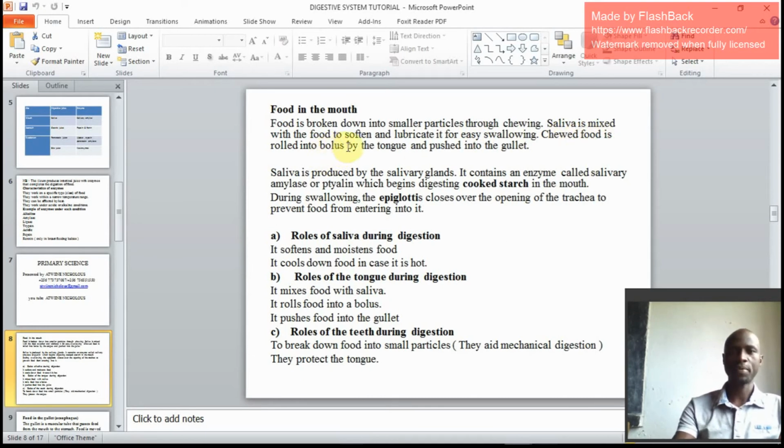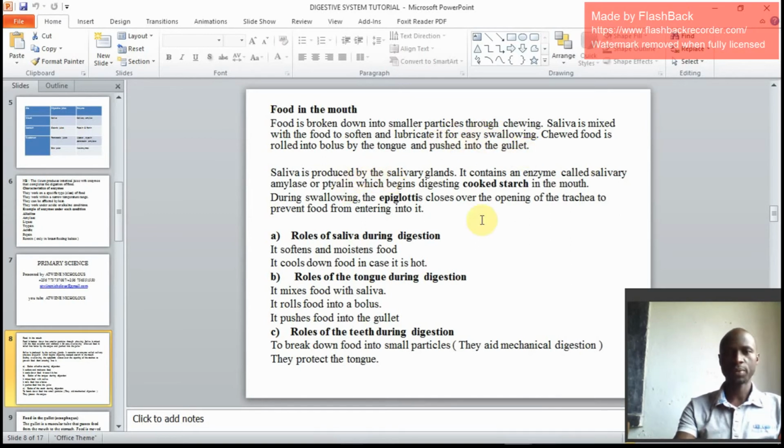It is bolus. This is bolus for science. Food is rolled by the tongue. And we shall look at the role of the tongue, to roll food into bolus. The core role of the tongue is to roll food into bolus. Then it is pushed into the gullet.